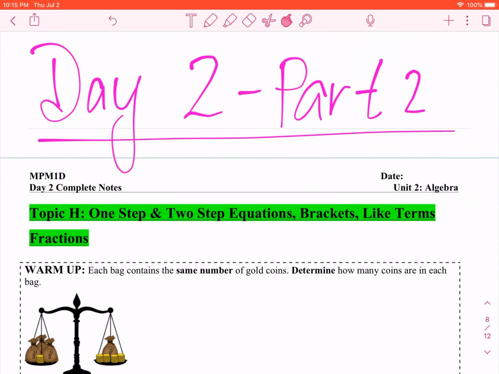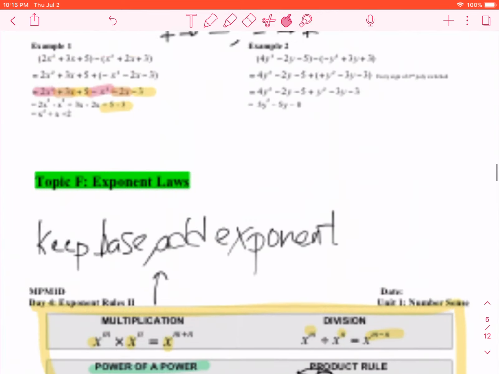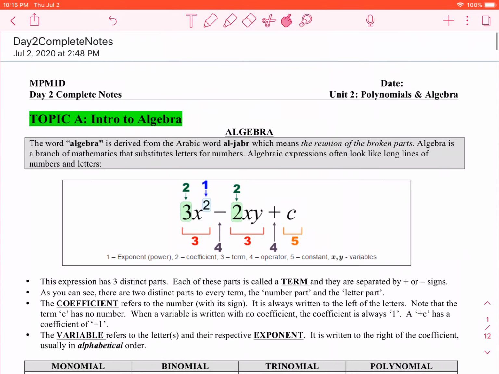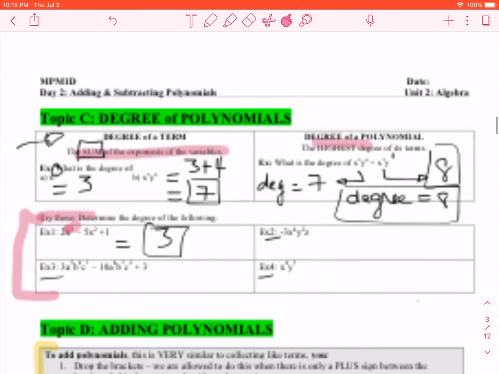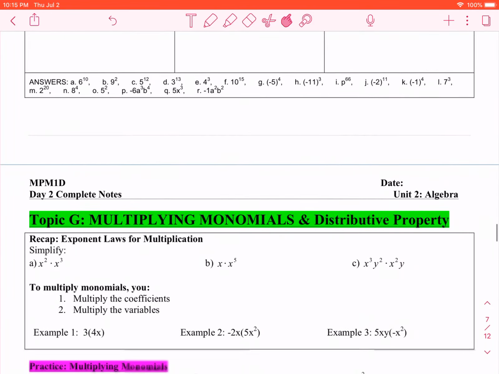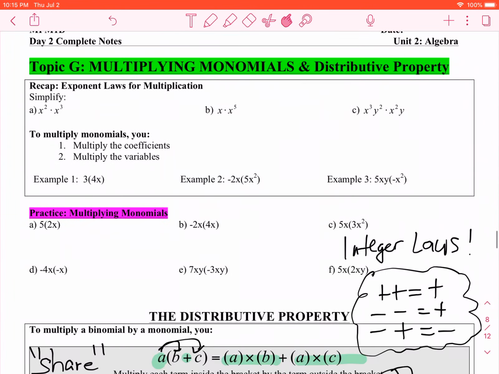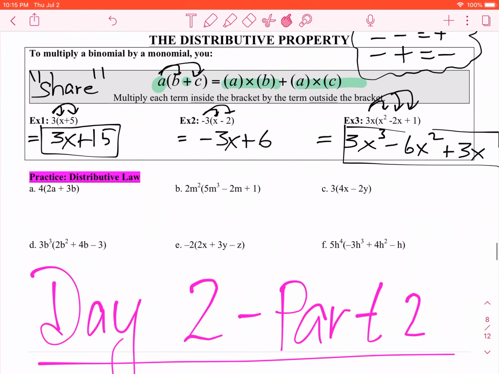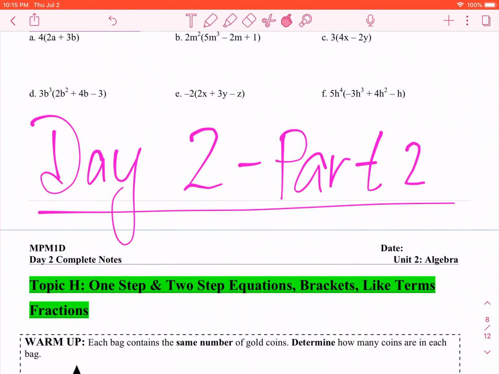Okay, in this video I'm going to just discuss day 2, part 2. If you watched part 1, you'll see that I completed the lessons in part 1 for topics A to topics G, which stopped at distributive property. What I'm going to talk about in this short video is just the section on topic H, which is looking at one-step, two-step equations, brackets, like terms, and also solving for fractions.